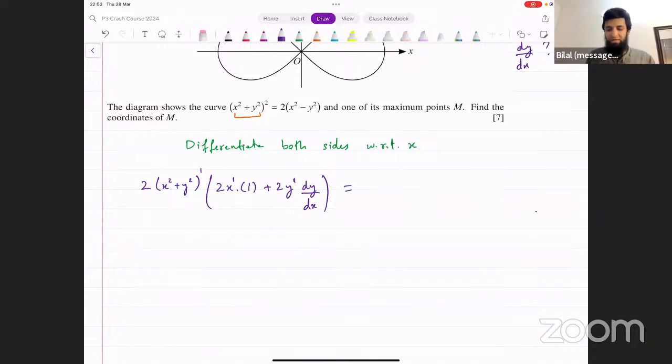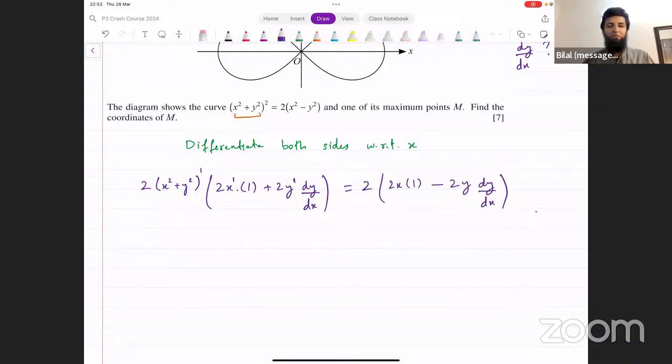What about the right side? Now, on the right side, you have a constant multiplying the whole expression, and that remains as it is. That's not going to change. So 2 remains as it is. What about the derivative of x squared minus y squared? Derivative of x squared, again, is 2 into x into 1, if you like, minus 2 into y, but then multiply by the derivative of y. What's the derivative of y? It's dy over dx. So now you have differentiated both sides of this function.